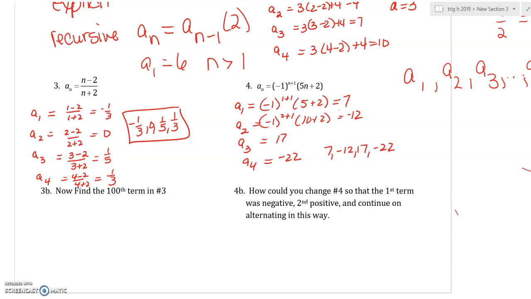Let's go ahead and look at 3b. It says find the 100th term in number 3. Well, you could let n be 100.